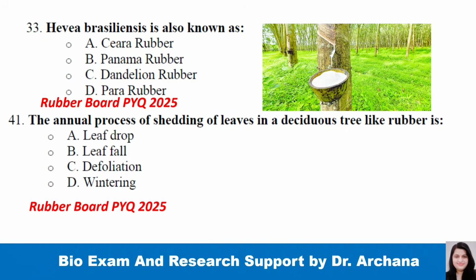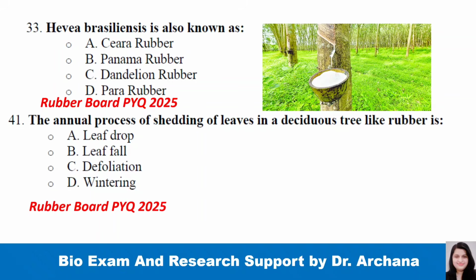Now, moving to the next question, which I have also solved in the previous video, which is about Hevea brasiliensis being also known as. You must know the common names as well as the scientific names of different rubber plants, and I have mentioned them at the end of the video. You can take a screenshot of that also. So here the answer will be para rubber.